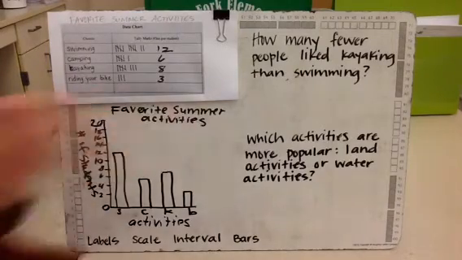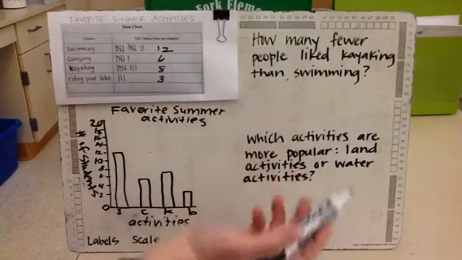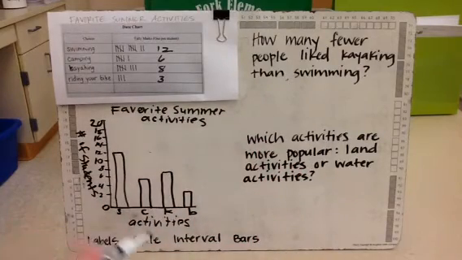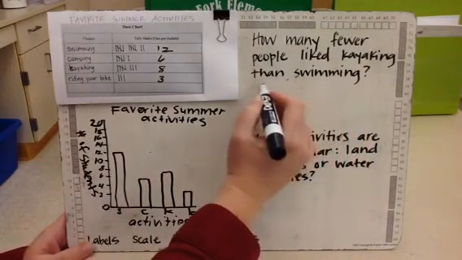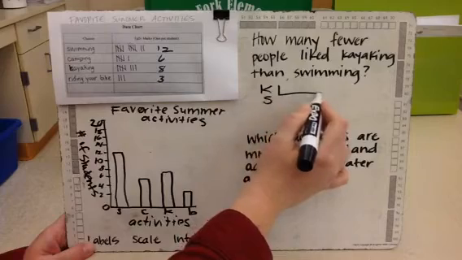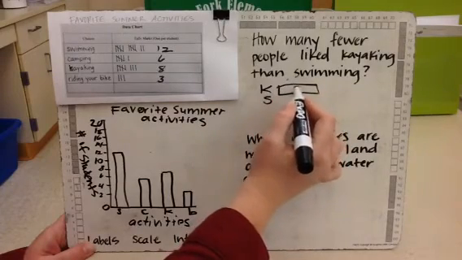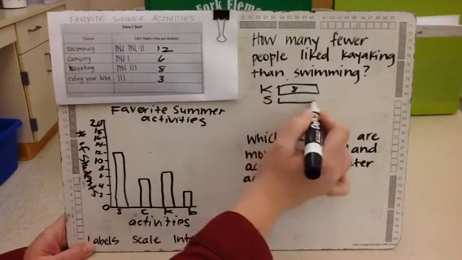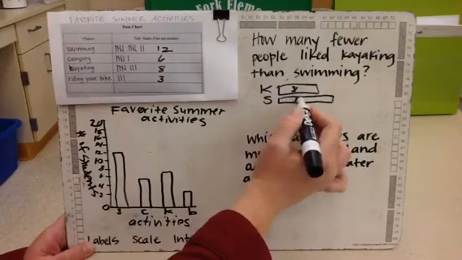So here I have this problem here. How many fewer people liked kayaking than swimming? So I need to think, is this a joining question, a separating question, or a comparing? Well, it's how many fewer like kayaking than swimming, so it's a comparing question. So I have kayaking and I have swimming. Kayaking is 8 people. Swimming is a longer bar because it is 12 people.